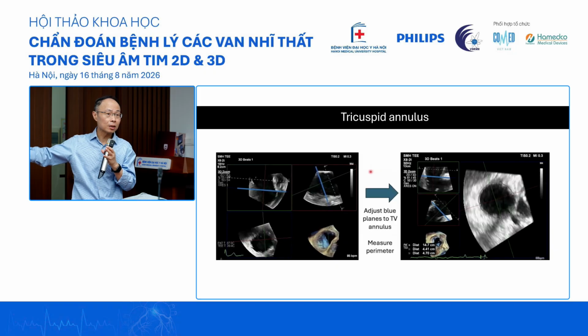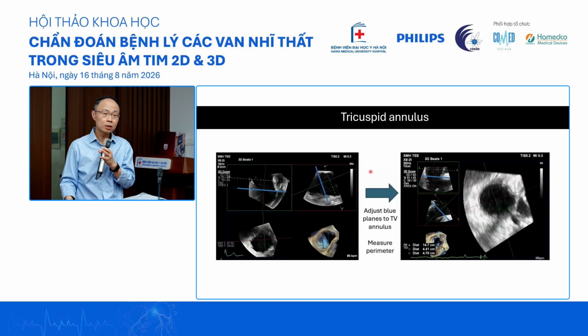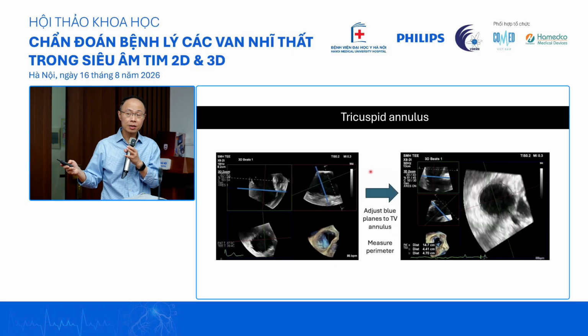And the tricuspid annulus, okay, this is not fair. It looks round, but it may not be round. It may actually be elongated this way out. So make sure that we measure the widest diameter.